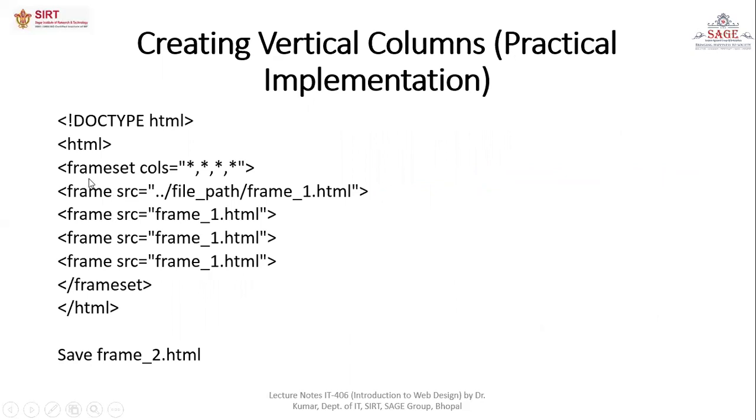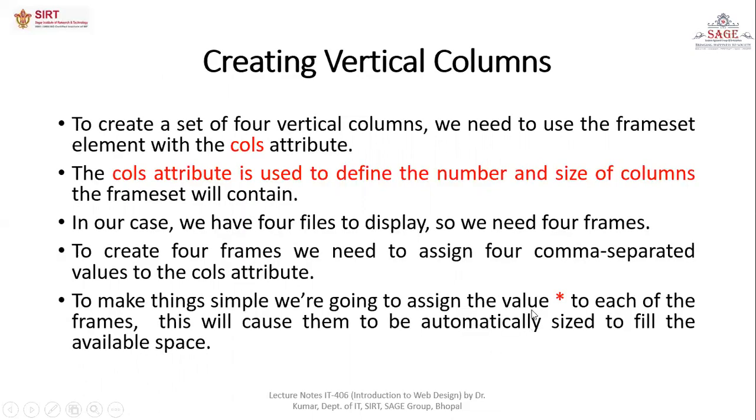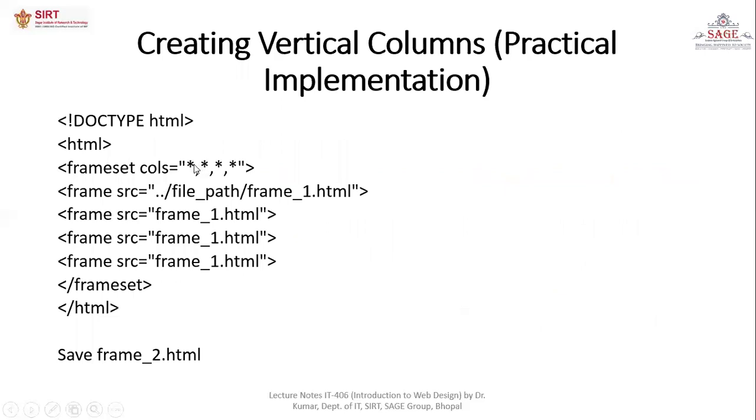I write here the frameset COLS. As I told earlier, star, star, star. It means we write the value of star for each of the frames. This will cause them to be automatically sized to fill the available space. It means it will divide into the same size. We take here 4 stars, meaning we divide our web page into 4 columns. This is the frame SRC.